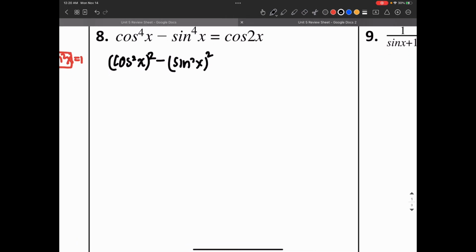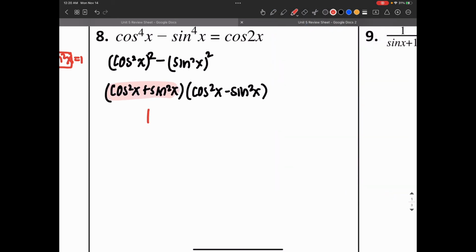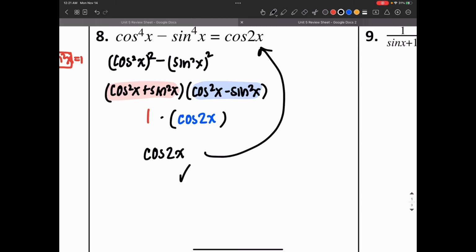The first thing that I want to do when I see the difference of two squares is factor. So I'm going to factor this to be cosine squared of x plus sine squared of x, times cosine squared of x minus sine squared of x. And then this here, I know I can rewrite as just 1 using a Pythagorean identity, and this one here, I know I can rewrite using another identity, as cosine of 2x. And so when I multiply those two together, I get cosine of 2x, which is what I have here, and so I am done.